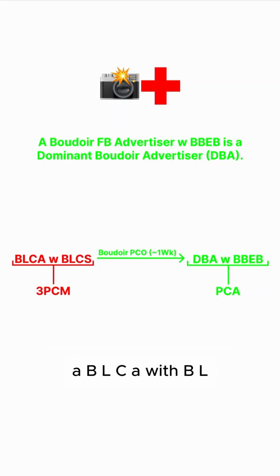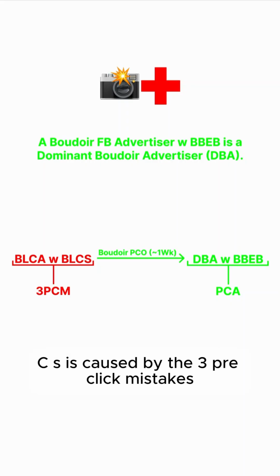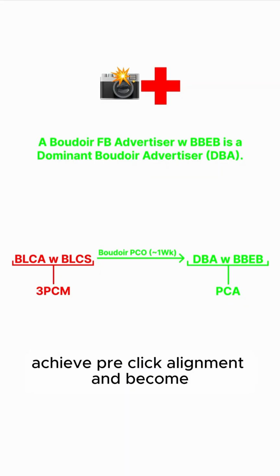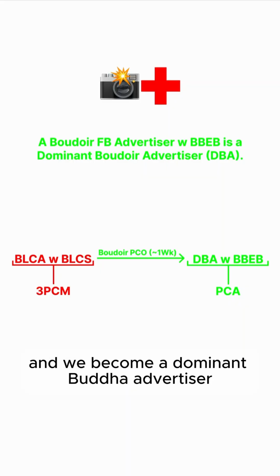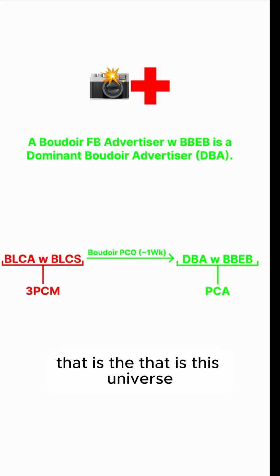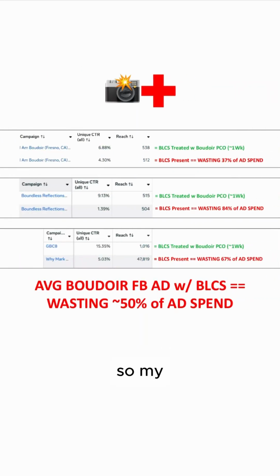So we got our full universe here. A BLCA with BLCS is caused by the 3 pre-click mistakes. It's easy, treated with Boudoir Pico, takes about a week. Achieve pre-click alignment and we become a dominant Boudoir advertiser with Boudoir brain entry boost. That is this universe.